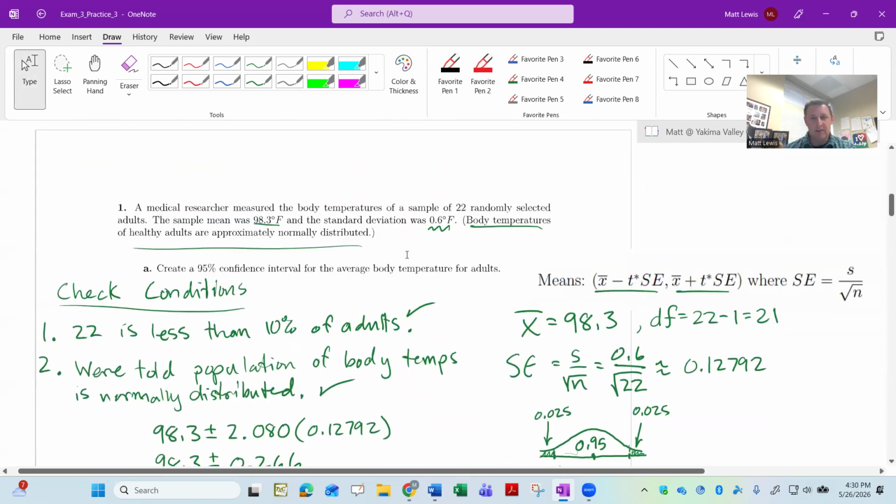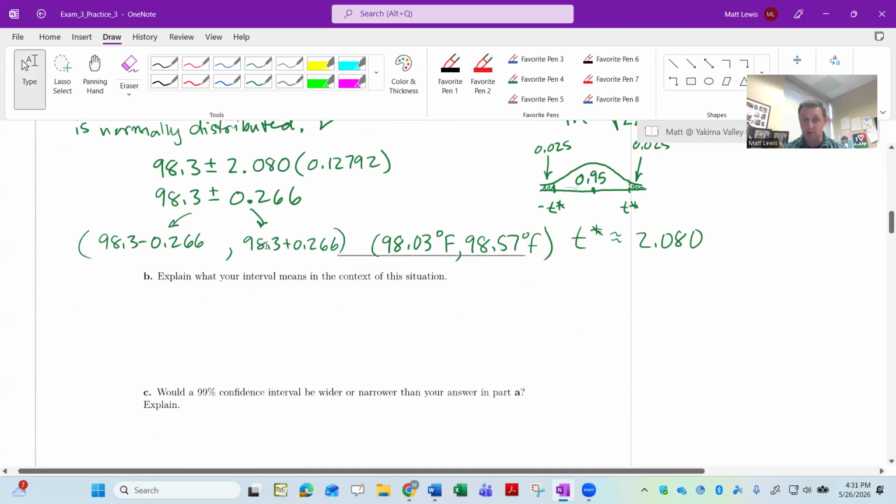Whether I ask you a confidence interval question about means using numerical data or about proportions with categorical data, I need you to be able to give me a sentence that helps me understand that you know what a confidence interval is all about. So explain what our interval means in the context of this situation, right? So this is a range of values that we're estimating the true mean body temperature is between, right? So we're not certain of this, but we're pretty certain. In fact, we are 95% confident, right?